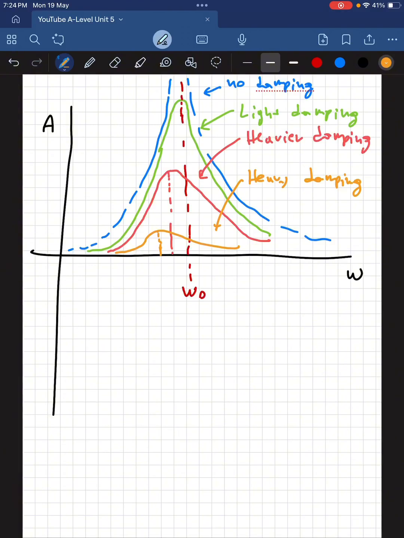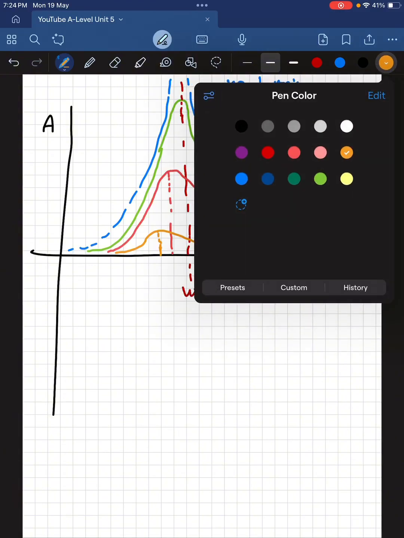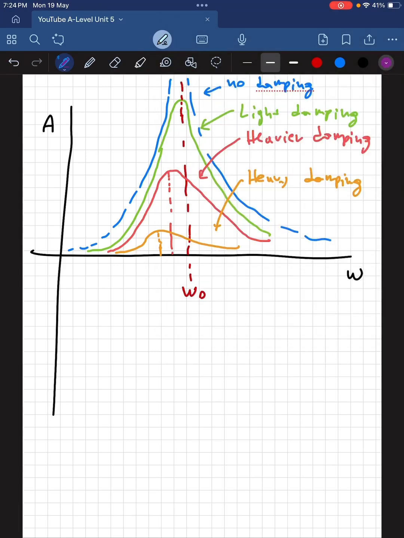Okay, so notice how the maximum of these curves moves to lower angular frequencies, okay? So this is what we mean: the heavier the damping, the lower the frequency at which the maximum amplitude will be observed, okay? If this doesn't make sense, guys, please ask for questions in the comments, okay?